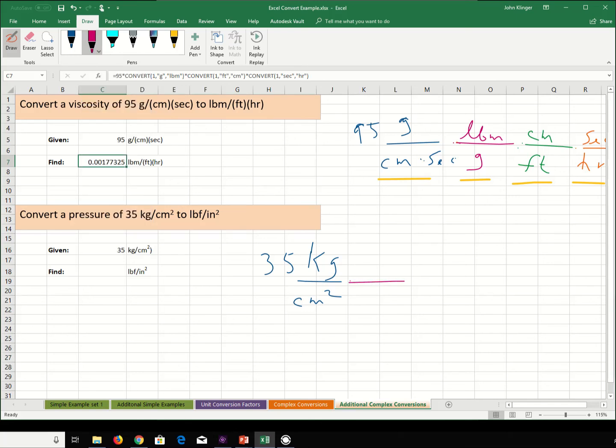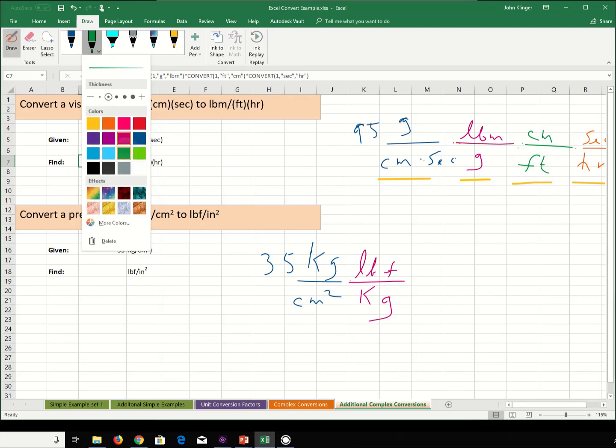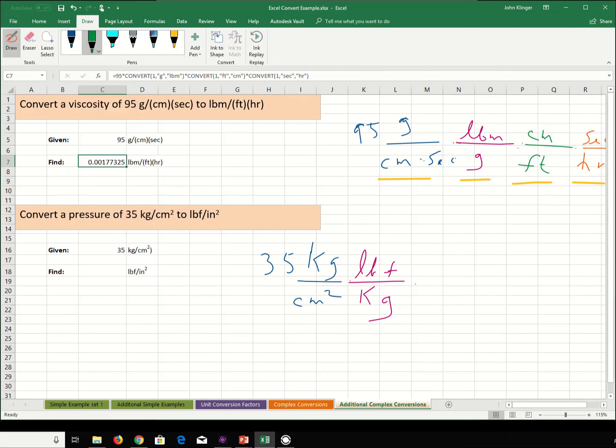I want to get rid of my kilograms, right? First, let's just do that one, kilograms in the denominator, right? So those cancel off. And I want pound force, LBF, in the numerator, okay? And then the last part is I have to change centimeters squared to inches squared. So let's do that. This will be the green one, right?